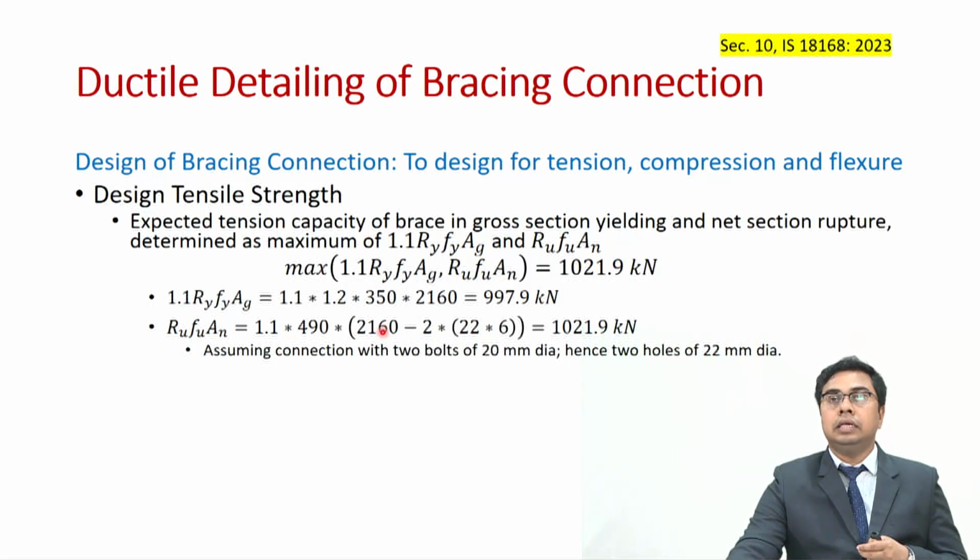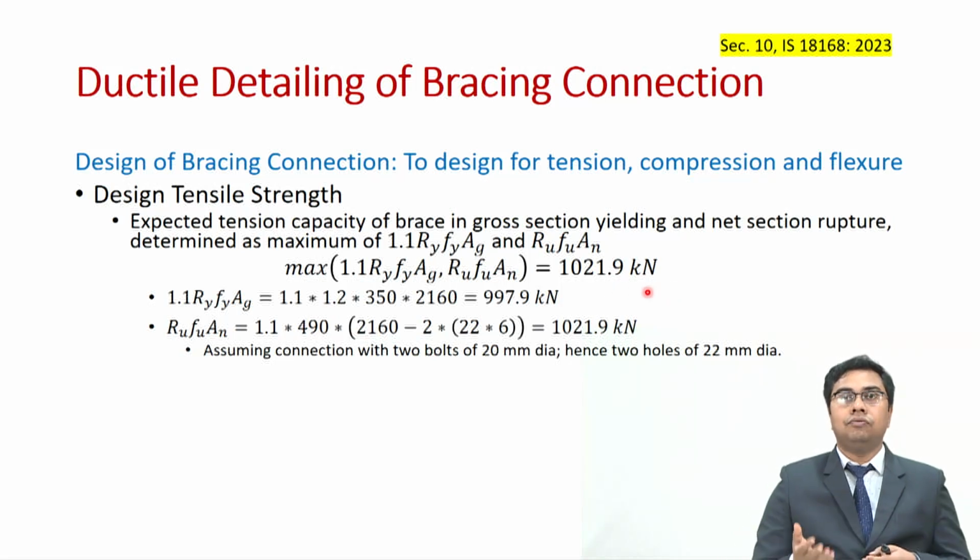And in this case, while calculating the value of net sectional area, we have assumed that we have connected it using 2 bolts of 20 mm diameter, which means that we have used 2 holes which have a diameter of 22 millimeters. Alright, so we have the design tensile strength of the bracing connection as 1022 kilonewton, as shown over here.